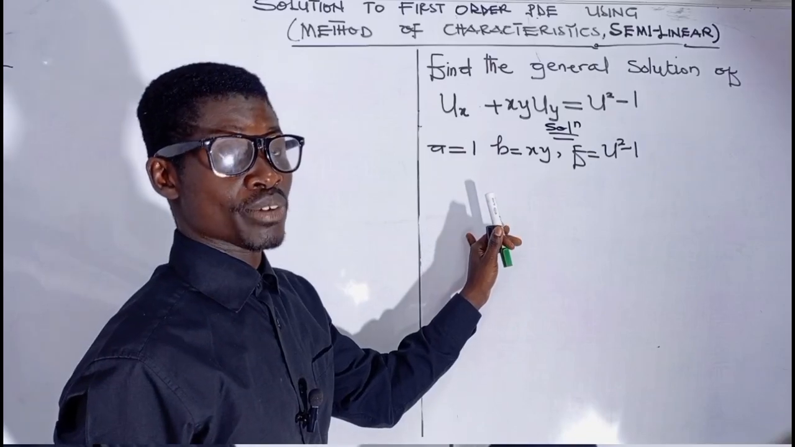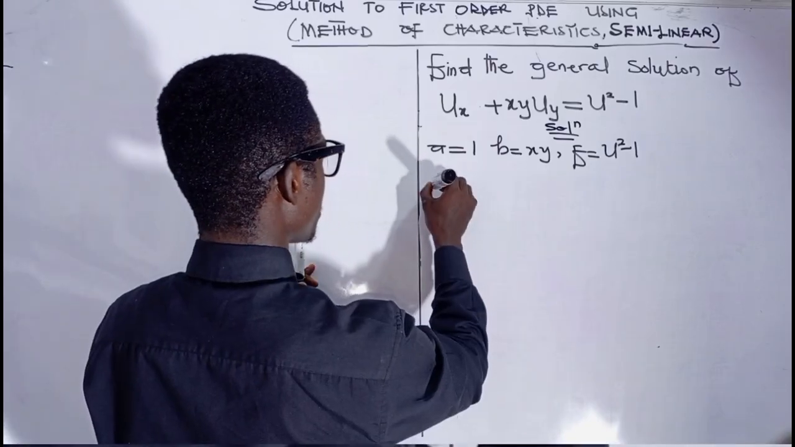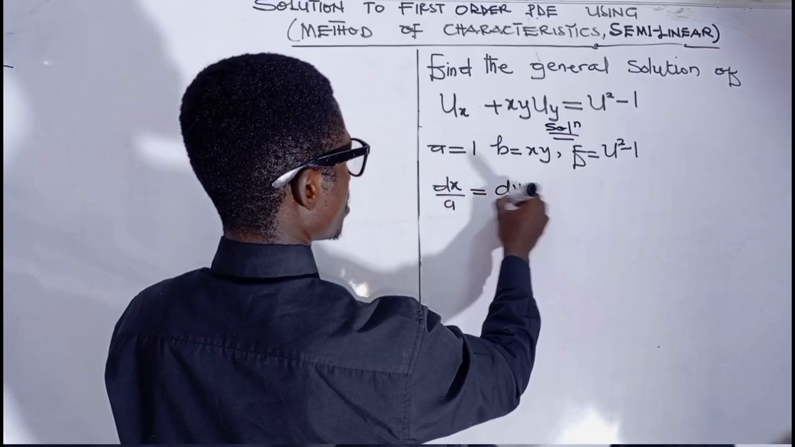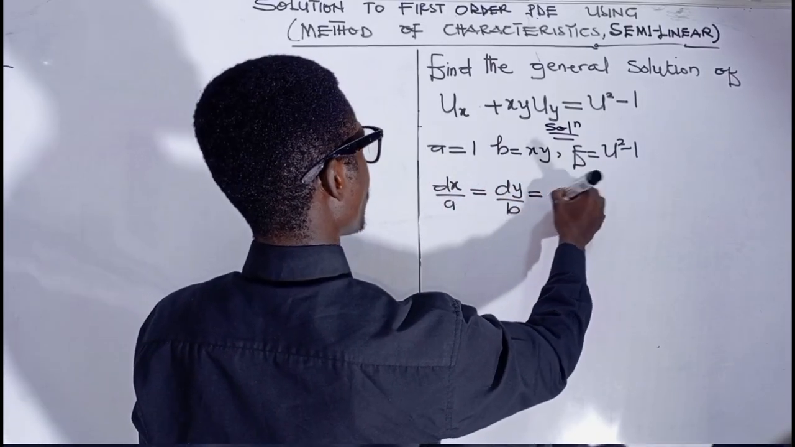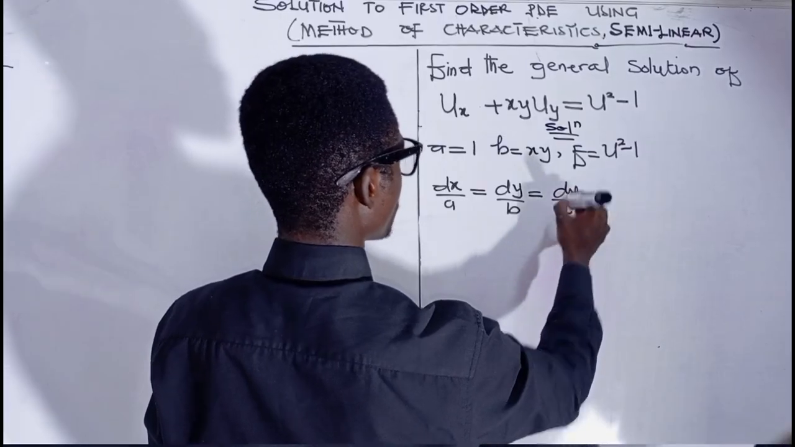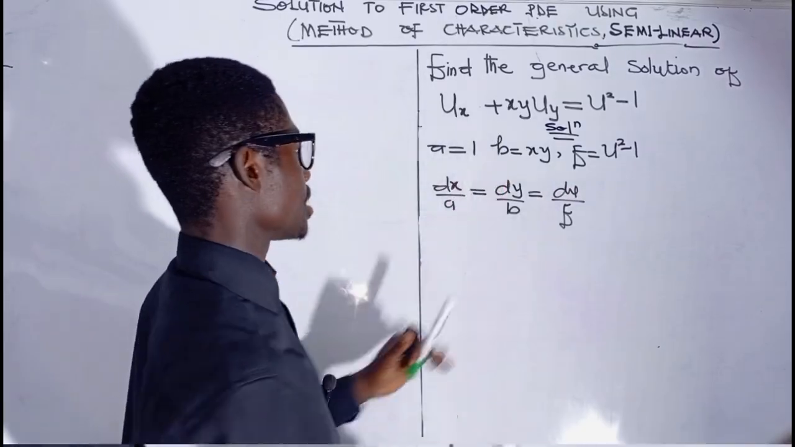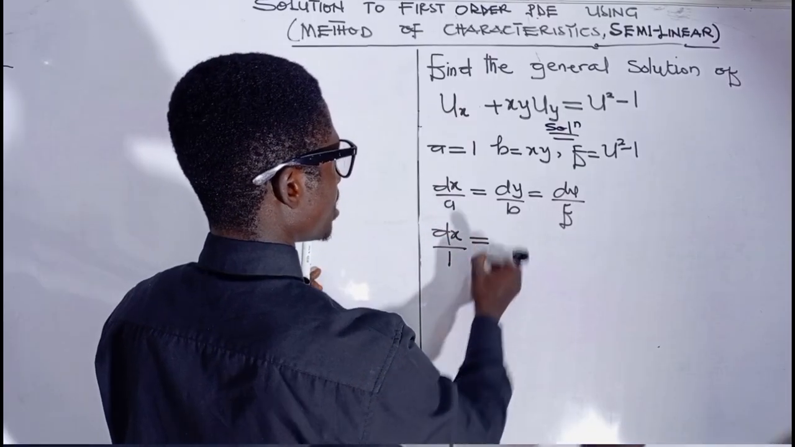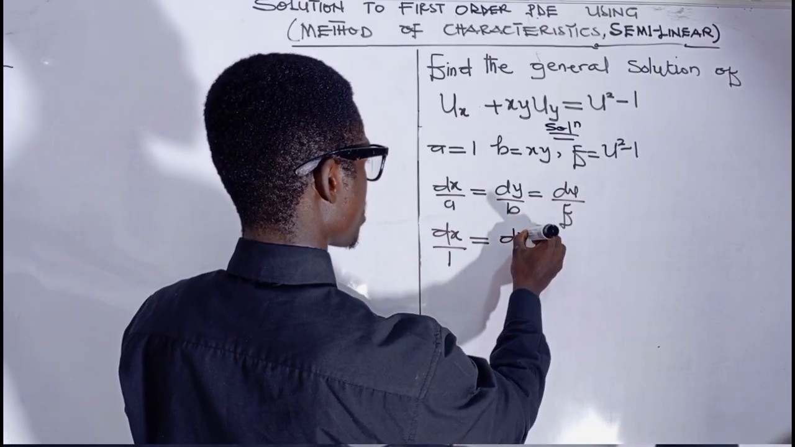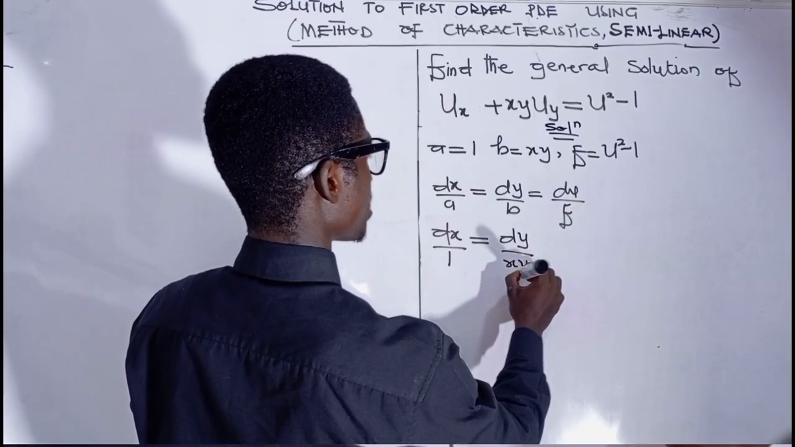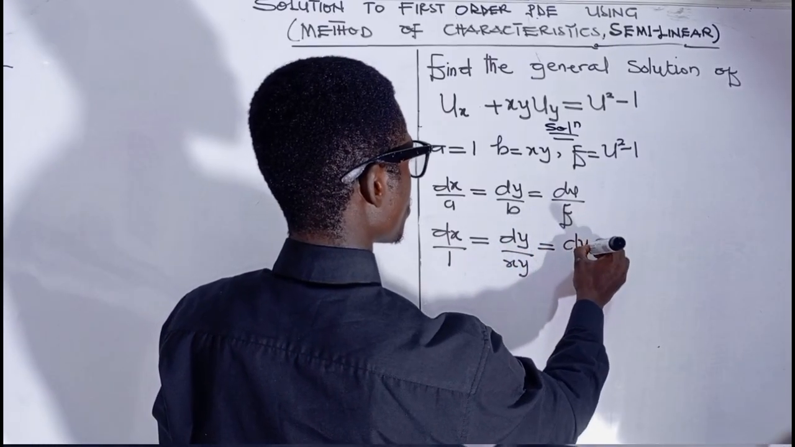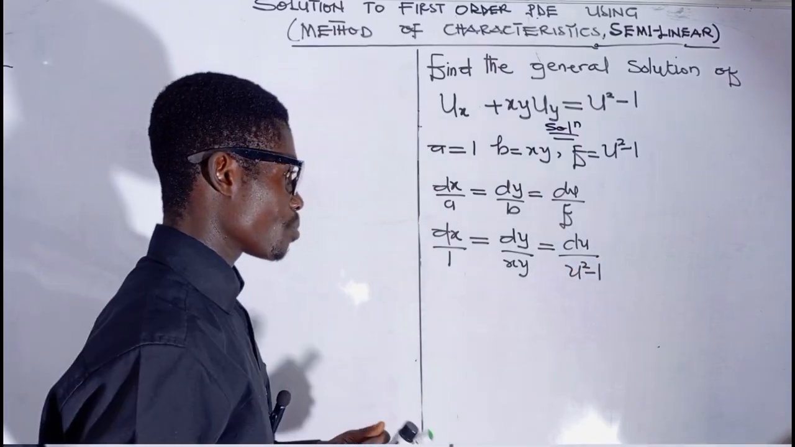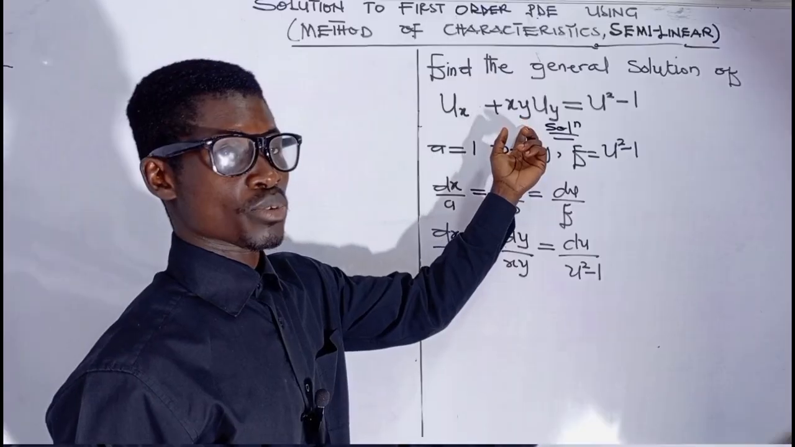Now once you have this, you write down our characteristics equation, and then we have our du all over f. So once you have this, we plug in. So we are going to have dx all over 1 is equal to dy all over xy is equal to du all over u squared minus 1. So we have formed the characteristic equation from the question given.